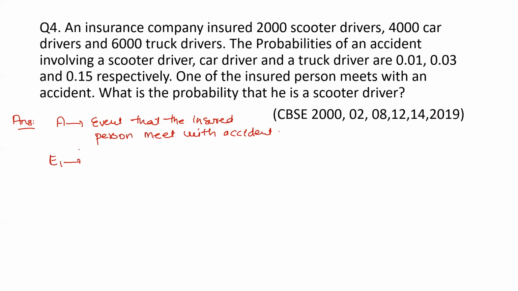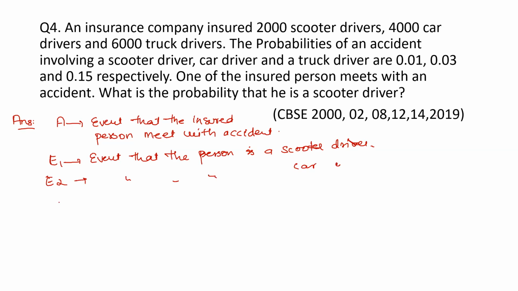What's the probability that he's a scooter driver? Event E1 is that the person is a scooter driver. Similarly, E2 will be the next one, car driver, and E3 will be truck driver. So yes, Abdur, you are correct. E1, E2, E3 are scooter, car, and truck driver.